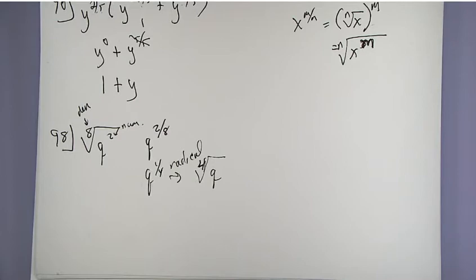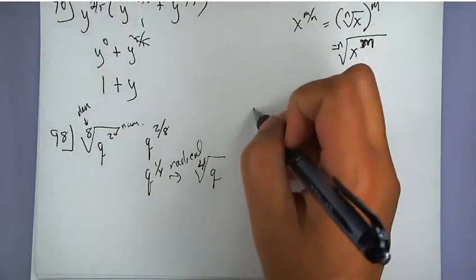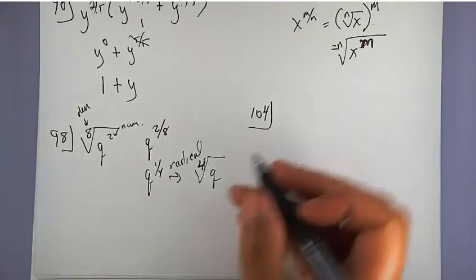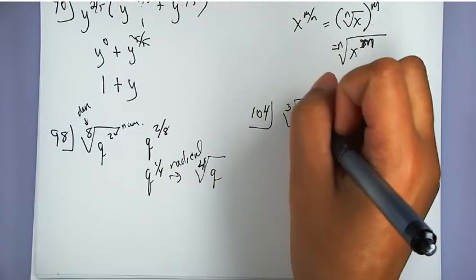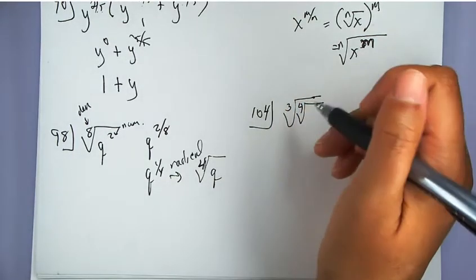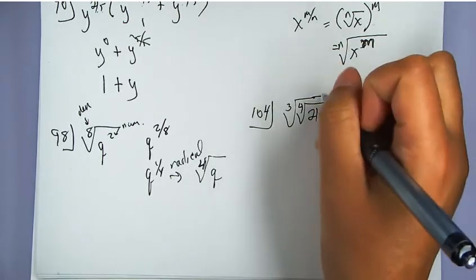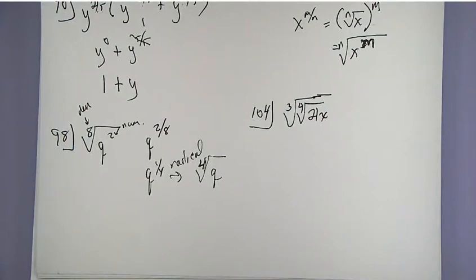I'm going to go to number 104 now, and that's on the next page. We're looking at the cube root of the 4th root of 21x. Maybe not right now, but you would want to try to do this on your own. See if you can figure it out. But let's do this together. I'm going to do it, but hopefully you'll push pause and try it on your own. Again, you cannot just learn by watching the video. You actually have to try it on your own.